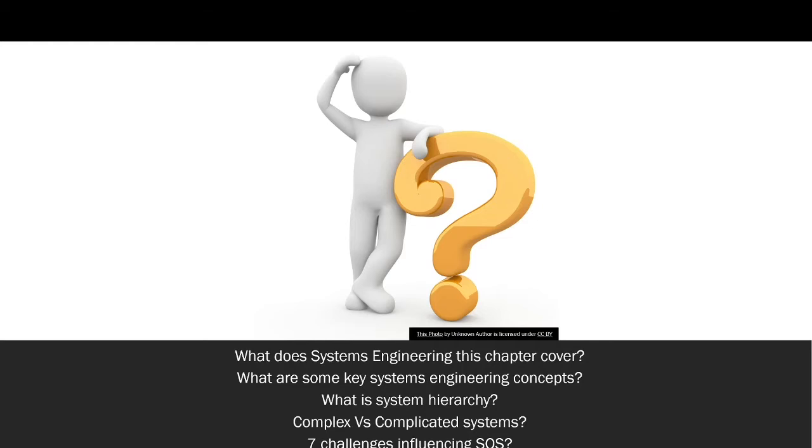you to hierarchy. Then we have the difference between complex as well as complicated systems. This book explains and emphasizes it. Also, we will be looking at 7 challenges influencing systems of systems, what they are, and we will be looking at those in depth.